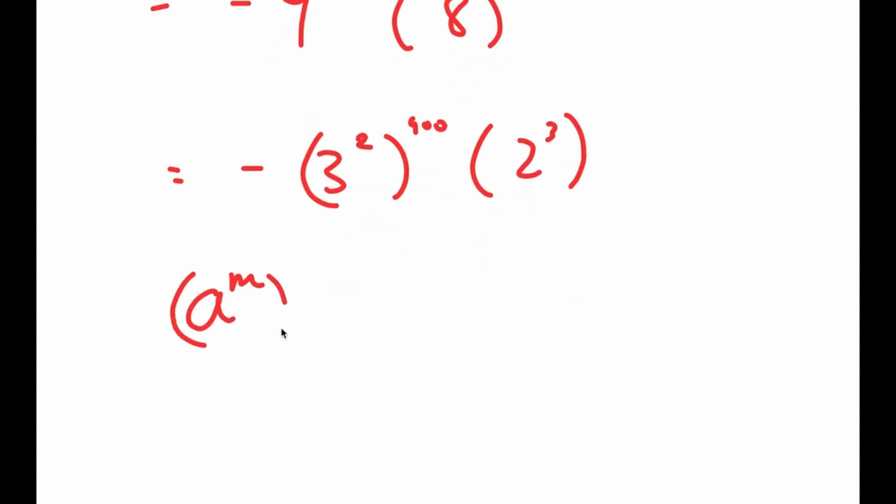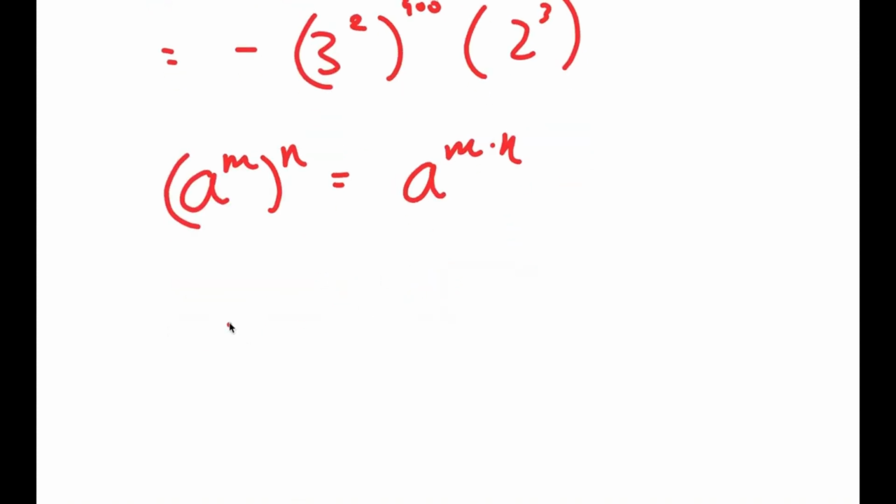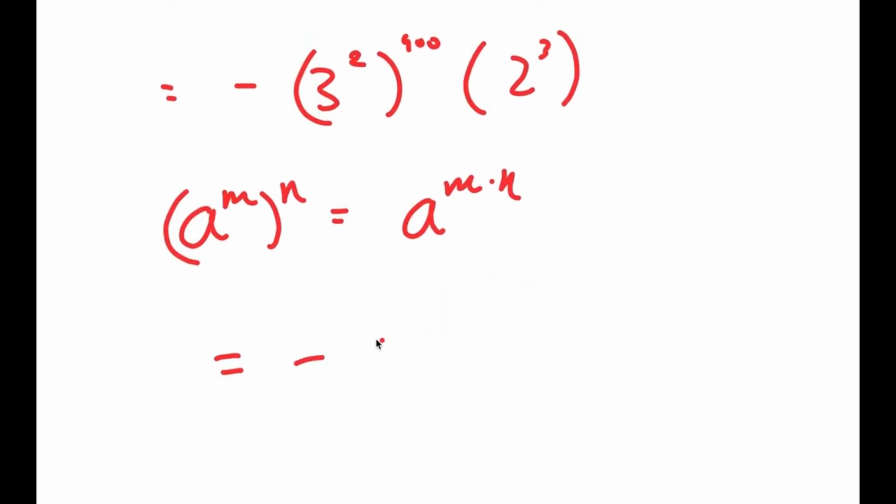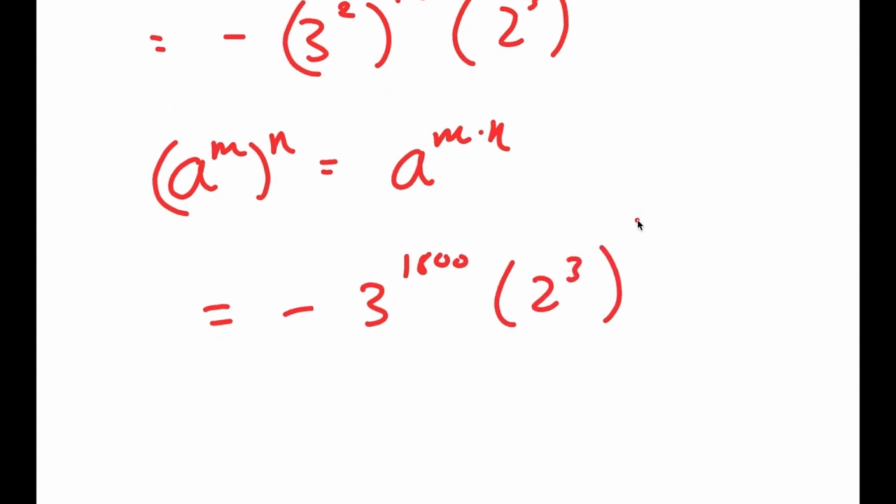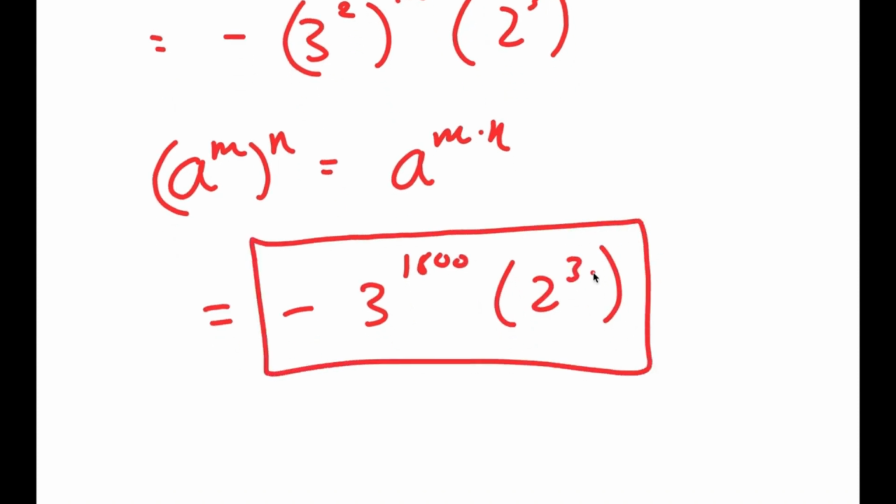So I'm going to use a quick exponential property that says that a to the power of m to the power of n is equal to a to the power of m times n on 3 to the power of 2 to the power of 900. So I get negative 3 to the power of 1800 times 2 to the power of 3. So this is my final solution to this equation.